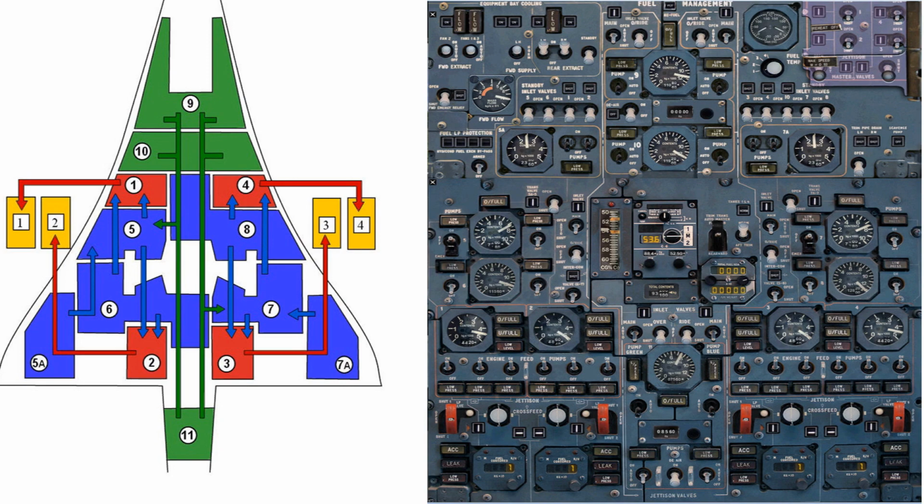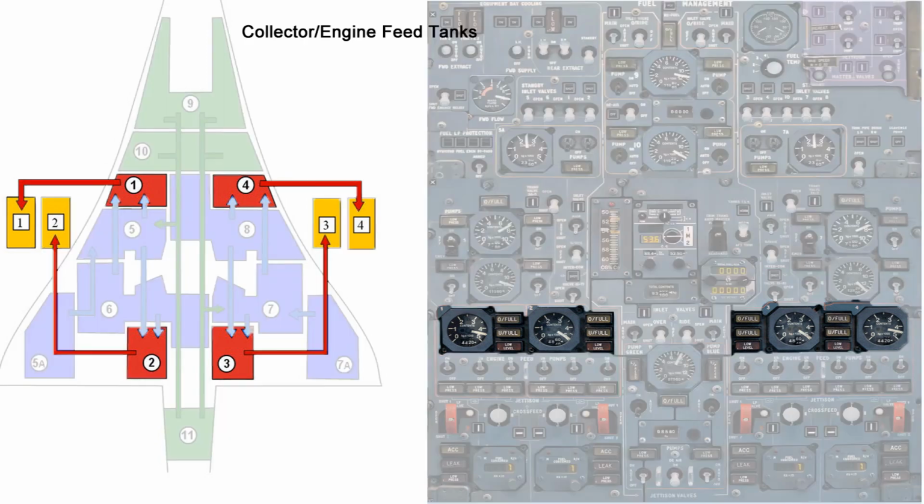So the first thing to do is to take a look at our fuel tanks that actually feed the engines. So these are the engine feed tanks. They're also known sometimes as the collector tanks. And tanks 1, 2, 3, and 4 feed engines 1, 2, 3, and 4, which is very common in every aircraft. Every aircraft has a fuel tank that's feeding an engine.